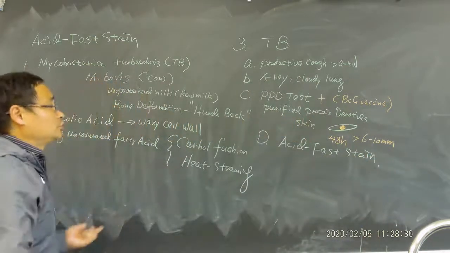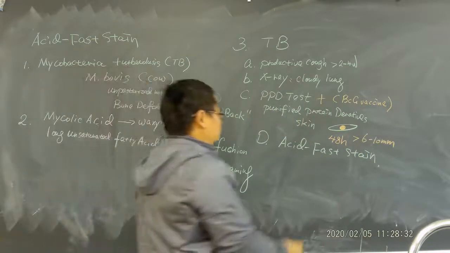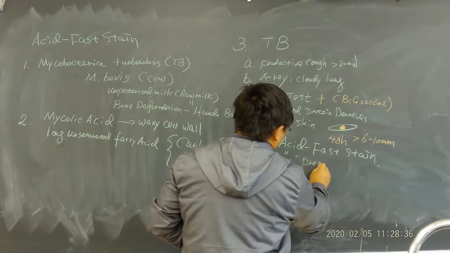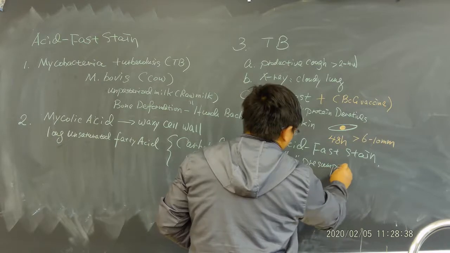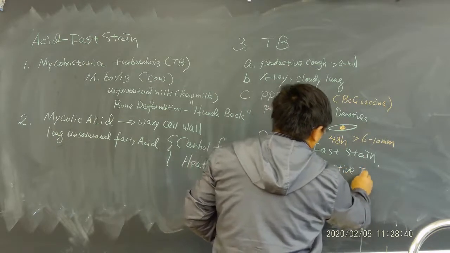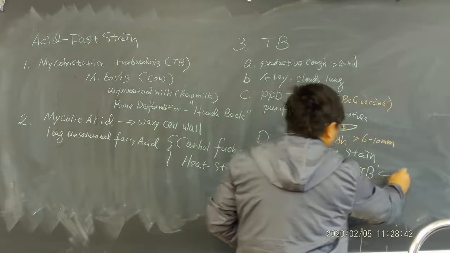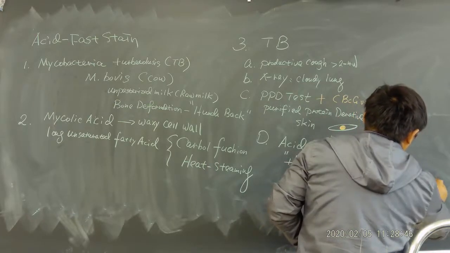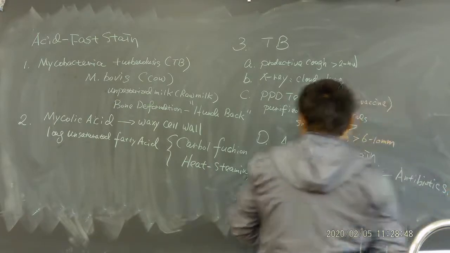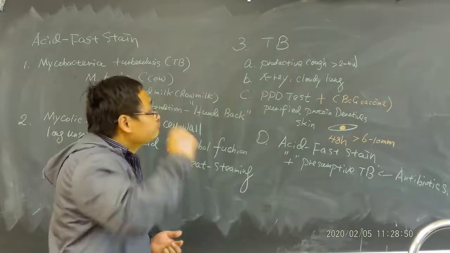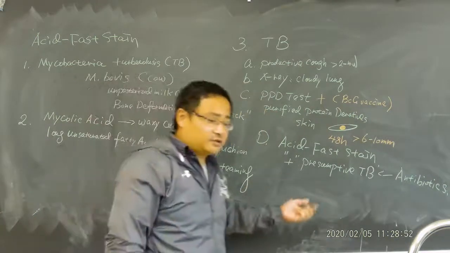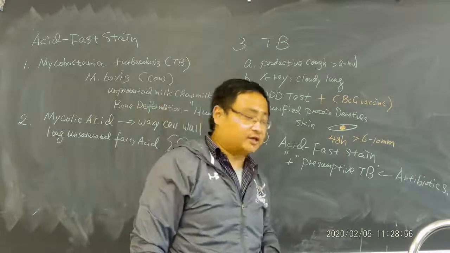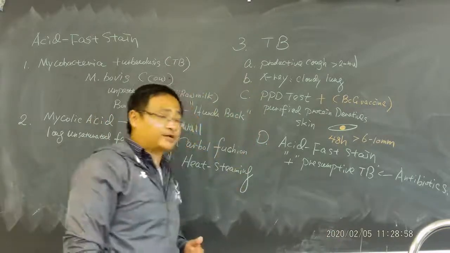Okay, that's what we're going to do. If the acid fast stain is positive, we will say this guy is presumptive TB, which means he has to do treatment using antibiotics. Then you may have a question. After the acid fast stain, at the end of the day, we have to verify it is TB, Mycobacterium tuberculosis.